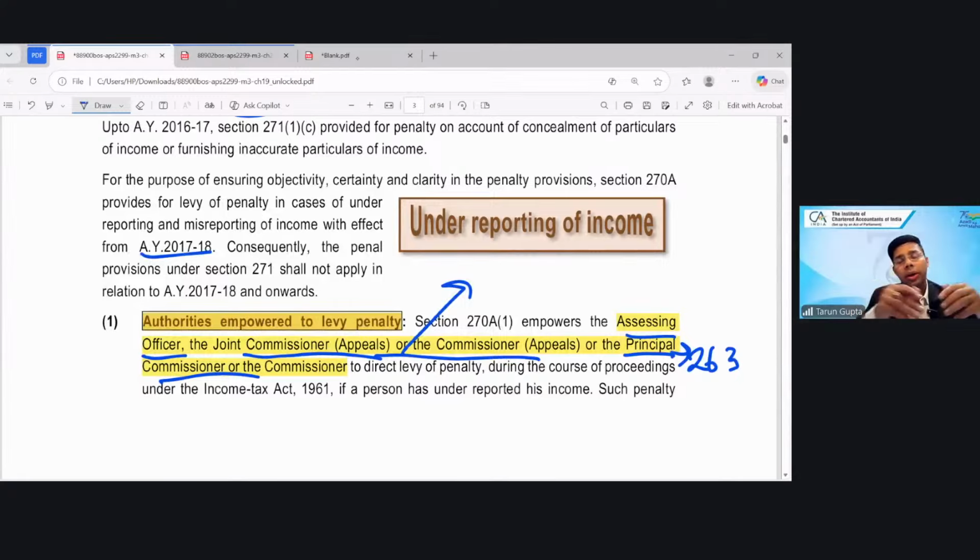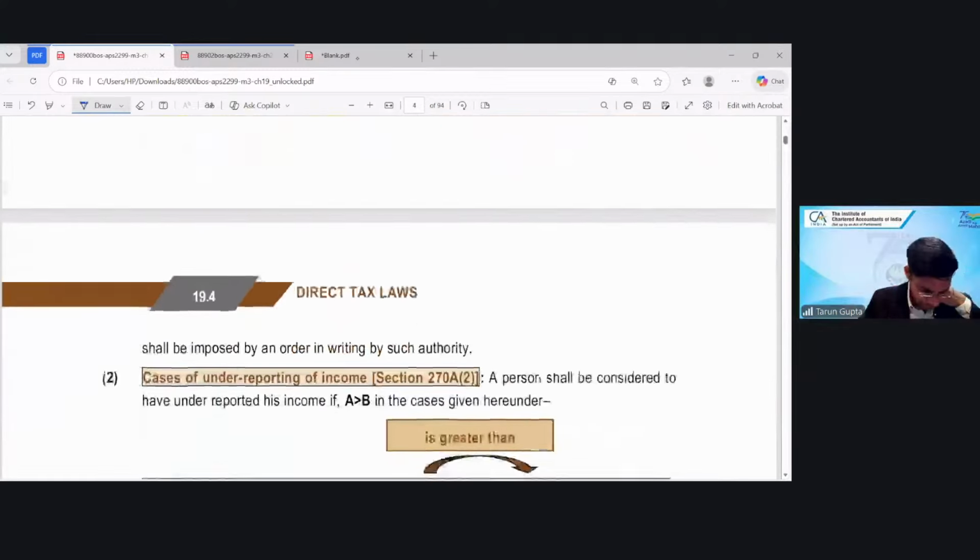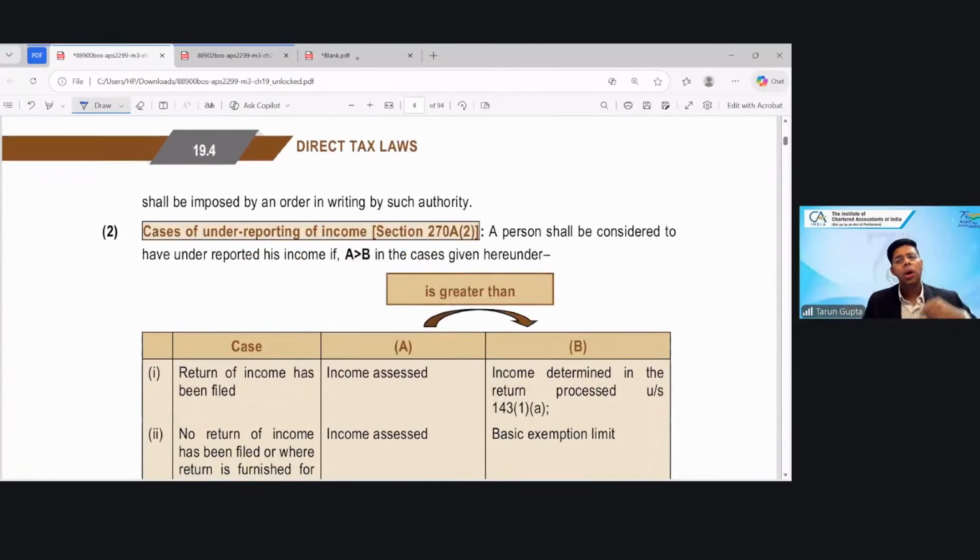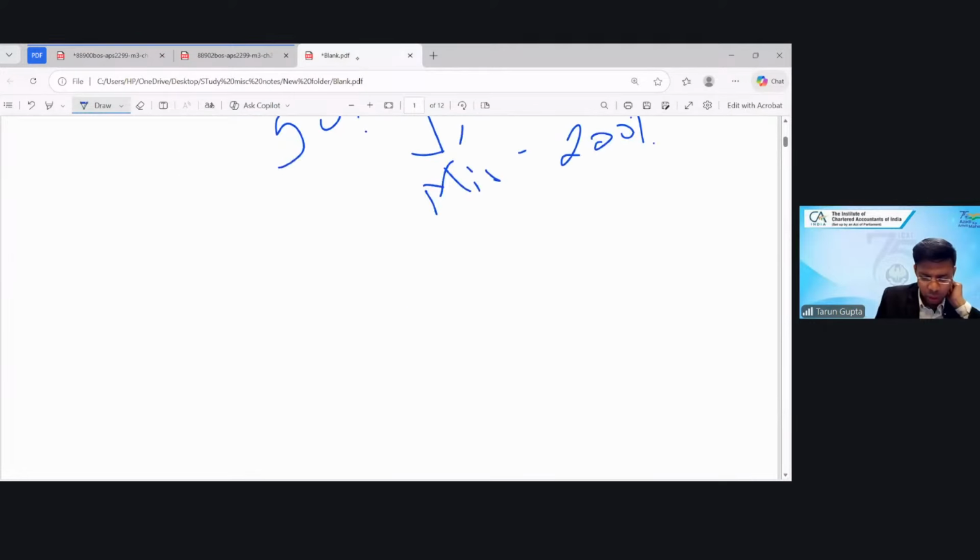Okay. So under section 270, who levies the penalty? AO, JCIT appeal, CIT appeal, or the Commissioner, Principal Commissioner. You understand how it flows. Now, when we say there is an underreporting of income, so very much logical. When will you say there is an underreporting of income?